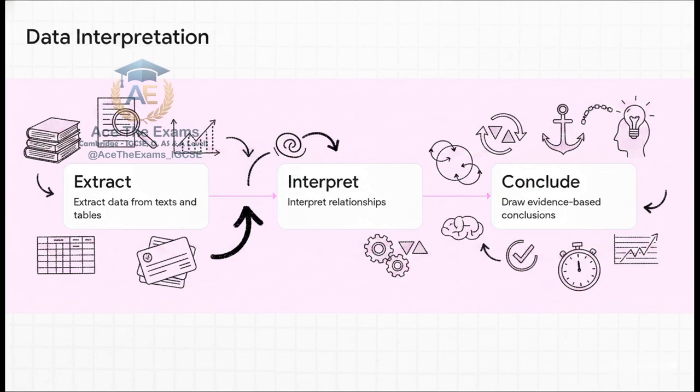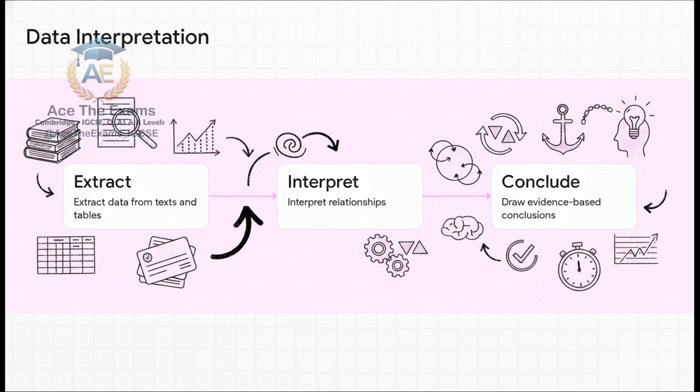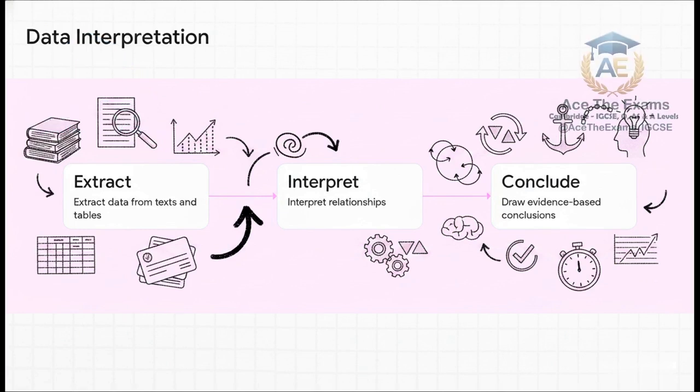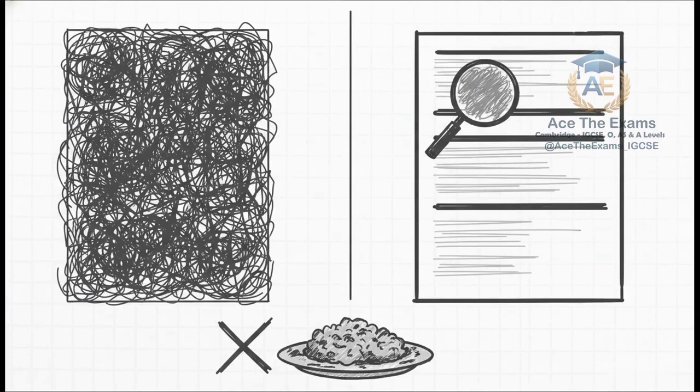Step 1. Extract data from texts and tables. You must physically pull the exact, relevant data points from the visual material. Step 2. Interpret relationships. How does the first piece of extracted data affect the second? Step 3. Draw evidence-based conclusions. You are forbidden from making a sweeping cultural claim unless it is directly, unequivocally anchored to the data you extracted in Step 1.